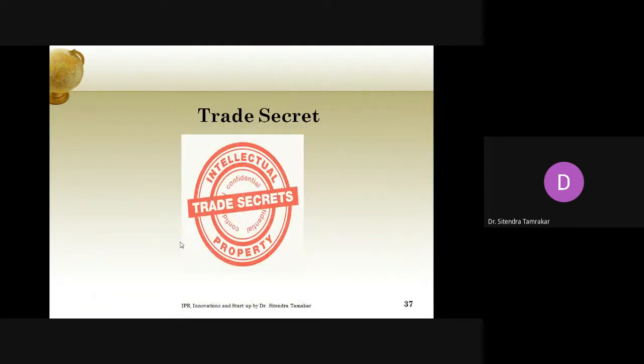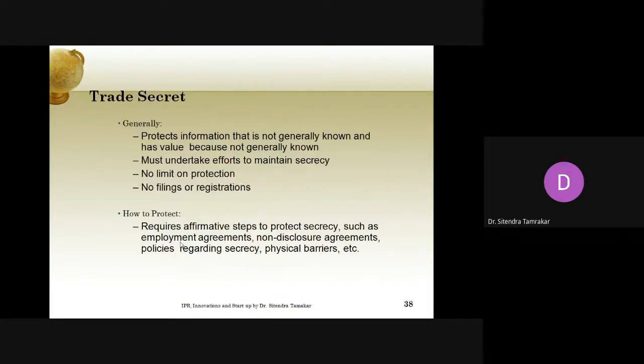The next category is called trade secret, which is important because it is not generally known. It protects information that is not generally known and has value because it is not known to the common public or the layman. Most undertake efforts to maintain secrecy, generally through non-disclosure agreements. There is no time limit on the protection and no direct filing or registration for it.